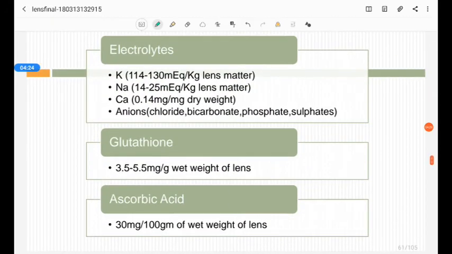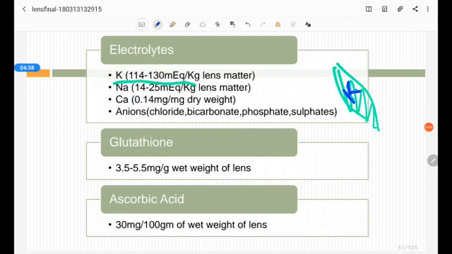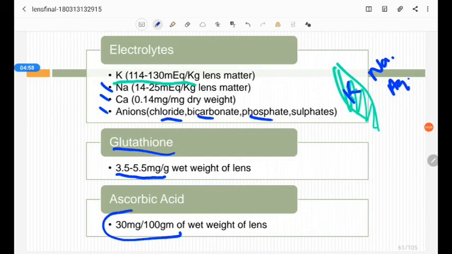Coming to the electrolytes, we should know that potassium is more within the lens. So obviously sodium is more in the aqueous. Sodium is relatively less in the lens, calcium is 0.4, and anions like chloride, bicarbonate and phosphates are also present. Glutathione is present in the lens, around 3.5 to 5.5. Ascorbic acid is another important content of the crystalline lens, around 30 milligrams per 100 grams weight of the lens.